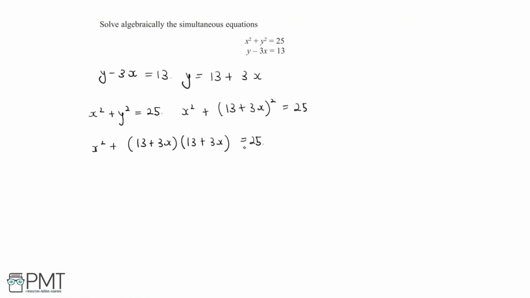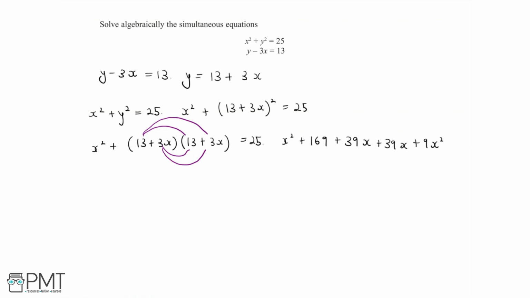Well, we have x squared at the beginning, and then when it comes to the double brackets, we can do 13 multiplied by 13, which is equal to 169, and then we have 13 multiplied by 3x, which is equal to 39x. Then we have 13 multiplied by 3x again, which is again 39x. And then finally, we have 3x multiplied by 3x, which is equal to 9x squared. So now we can solve this.